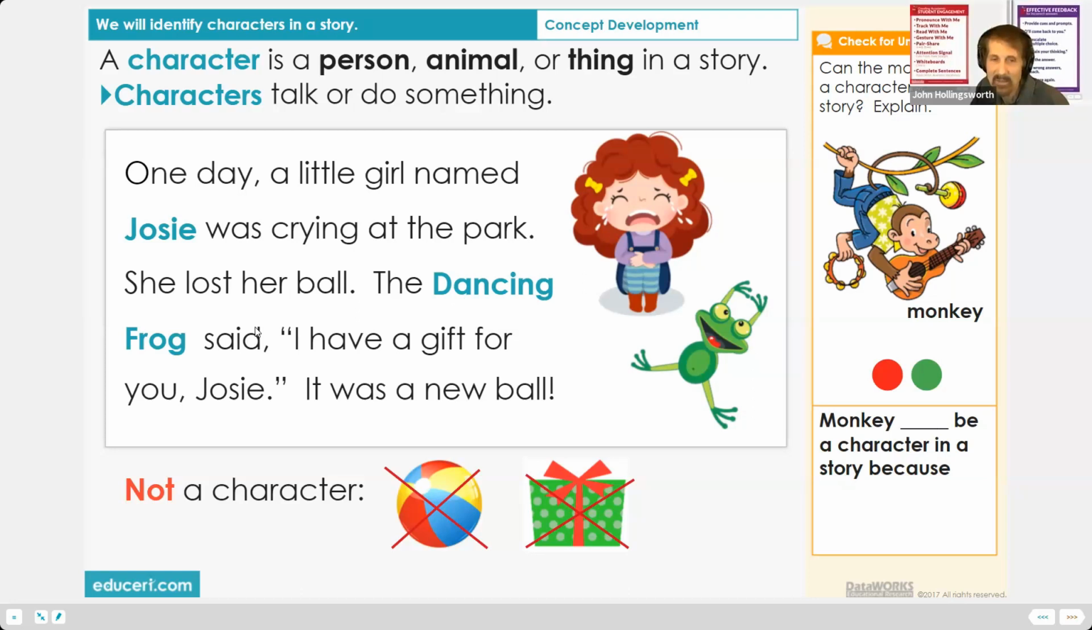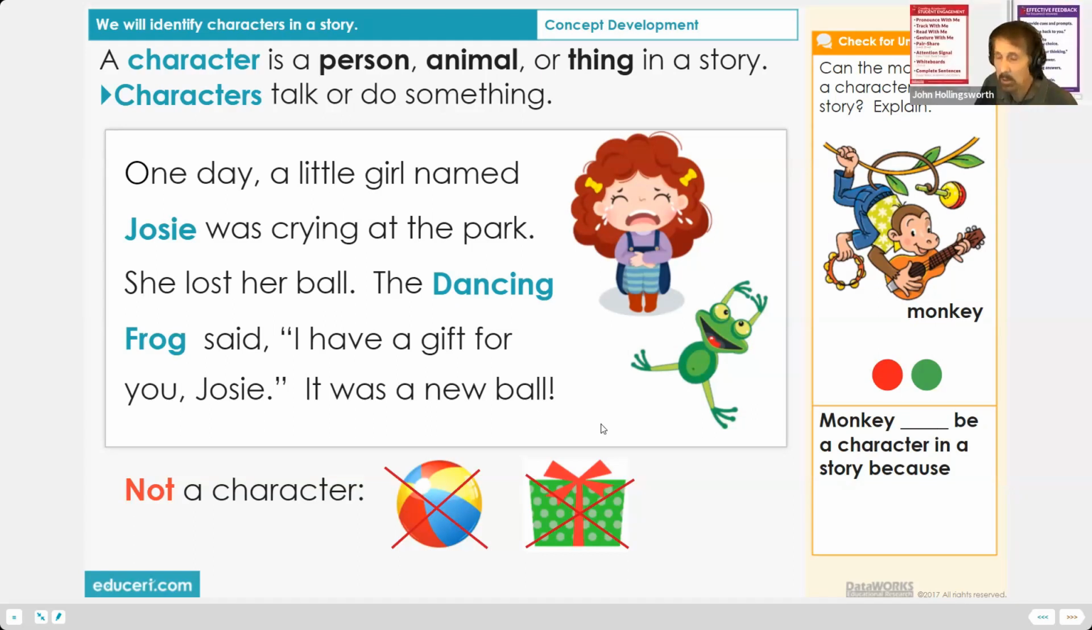The dancing frog said, your turn. The dancing frog said, I'll read it and let's raise our voice a little. I have a gift for you, Josie. Your turn. I have a gift for you, Josie. Okay, let's all read together. It was a new ball. Yeah, I like the echo now. I can hear everybody. Together.